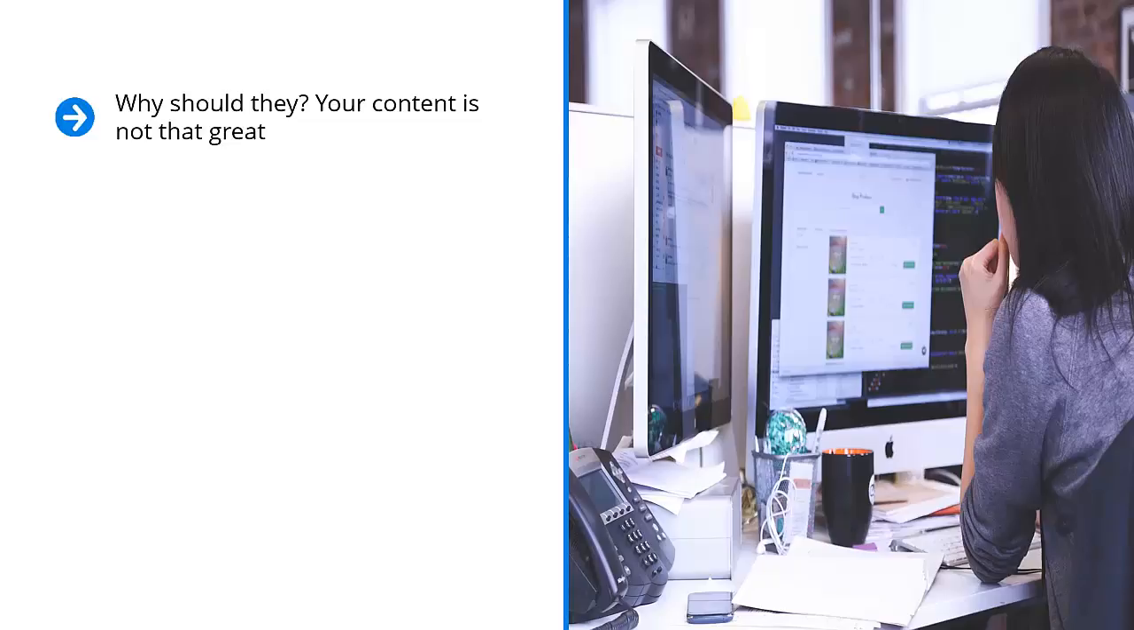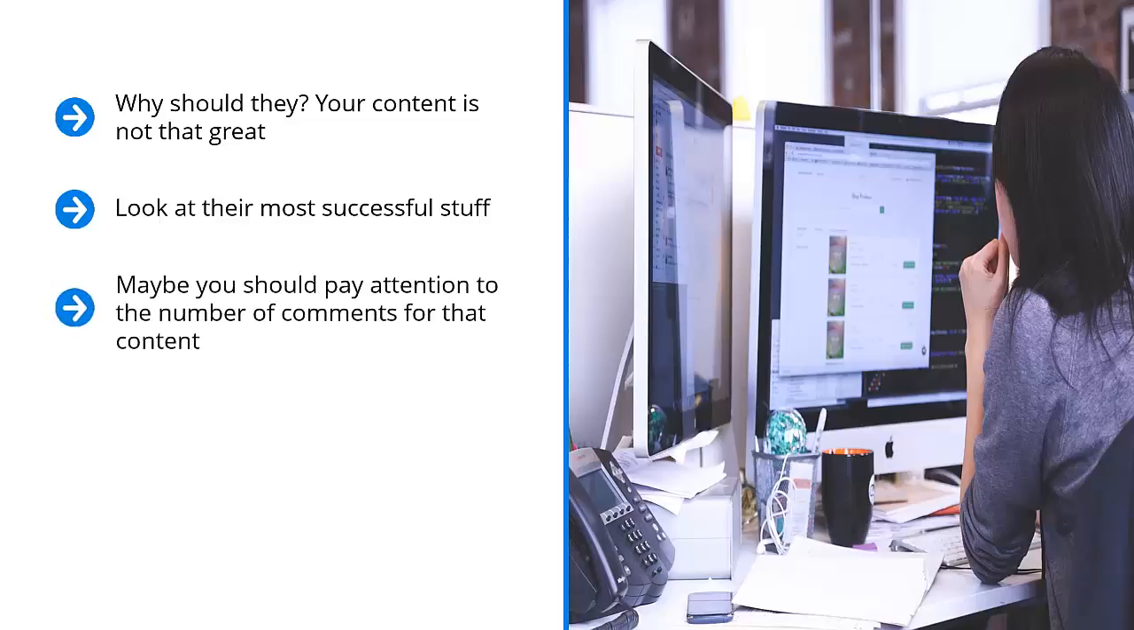Thankfully, this is easier than you think. Simply reverse engineer your competitors. Look at their most successful stuff. How do you know? Look at the social media indicators of their content. How many likes does their top content get? How many shares? Is there any other indicator that shows that this content actually has traction? Maybe you should pay attention to the number of comments for that content. Maybe you would want to run a backlink checker on a piece of content and see how many other blogs or websites link to that piece of content.